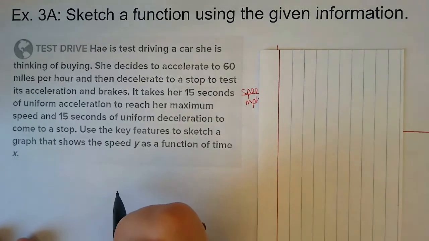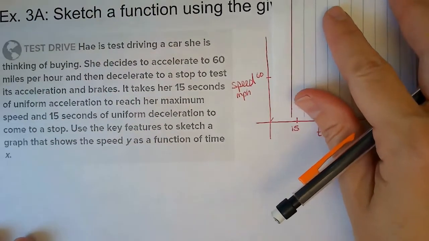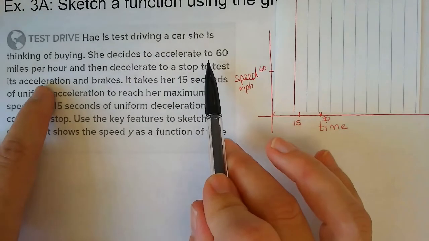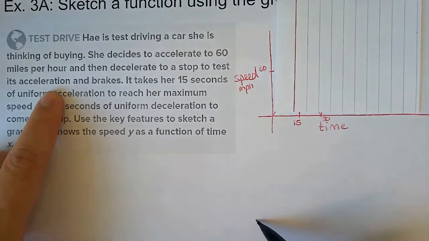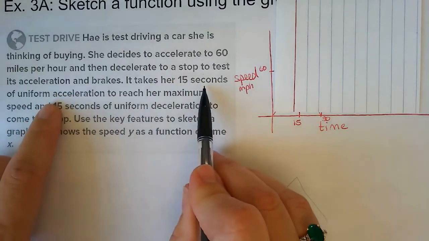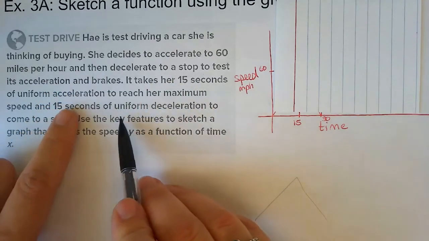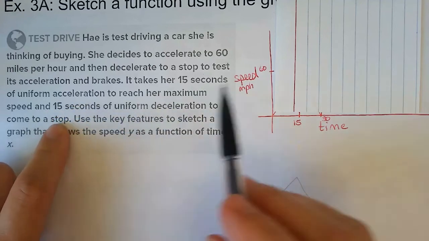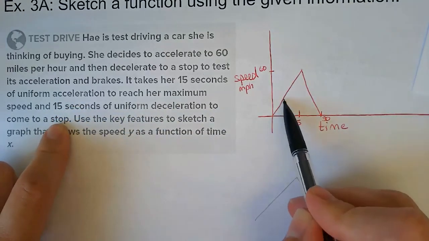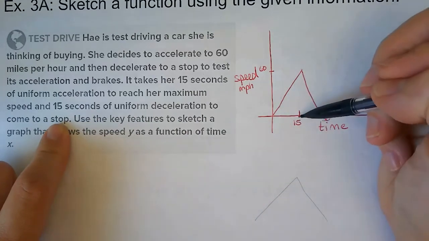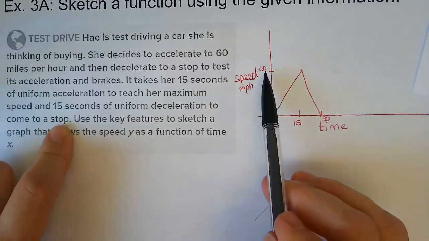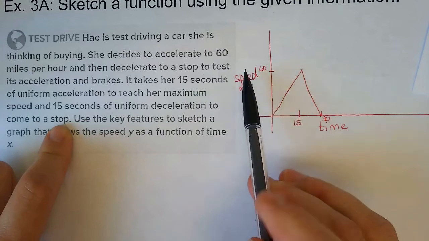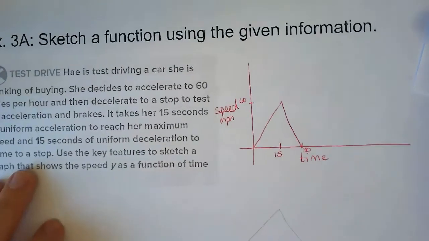So it tells me that the y is the speed and that the x is the time. She decides to accelerate to 60 miles per hour and then decelerate to a stop. So that tells me that we are accelerating and then decelerating, so something like that. It takes her 15 seconds to accelerate to reach her maximum speed and 15 seconds to decelerate. So then what I did was I just put in my numbers. So I know my graph is going to look like this. Took me 15 seconds to get here, another 15 to finish. So that puts me at 30 seconds. And then I went ahead and labeled the maximum speed at 60. You're going to pause the video and try the very last one.